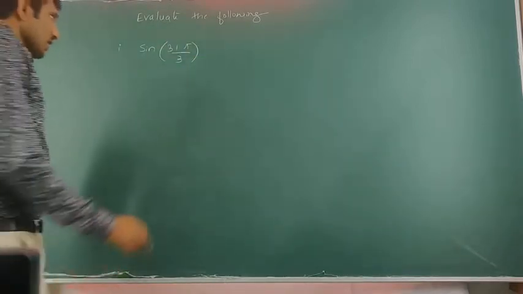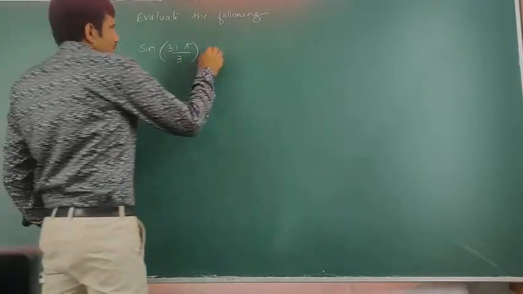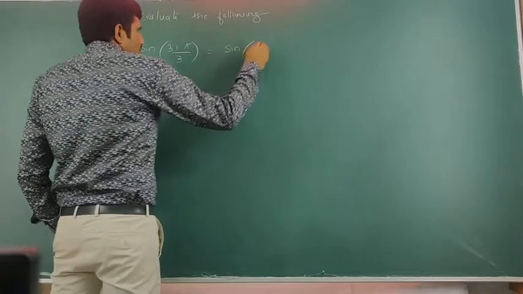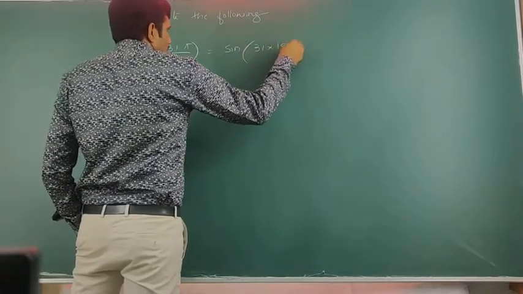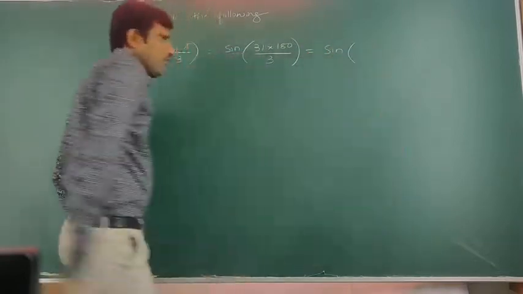First convert in degrees. How will we convert in degrees? Just in place of pi substitute 180 degree and tell me. So convert in degrees: sine of 31 into pi is 180 divided by 3. Now tell me the answer by using calculator.